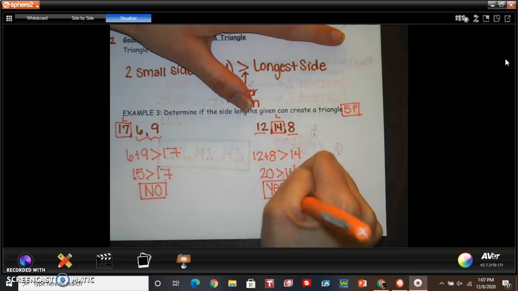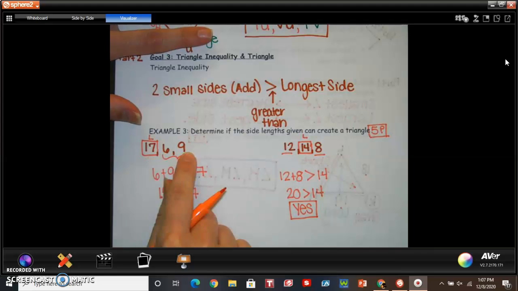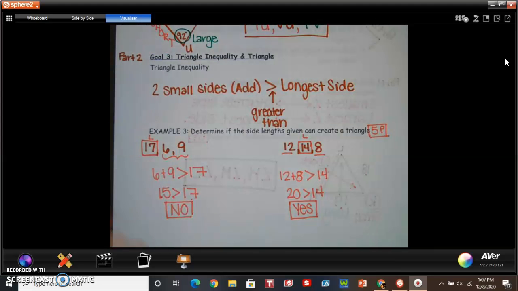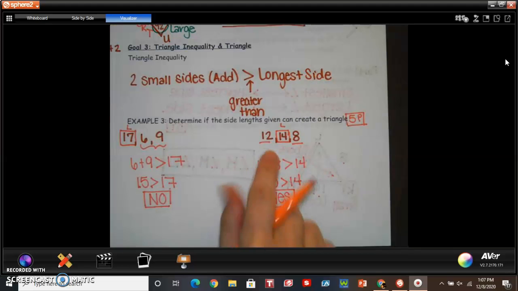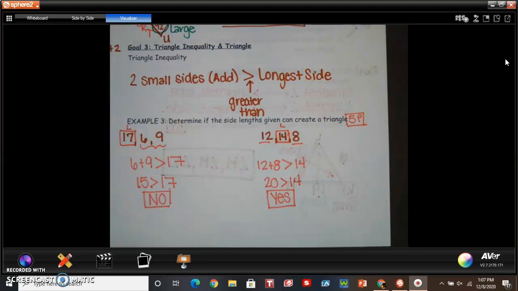So what this is telling us is that if we had these side lengths, let's say we had 17 inches, 6 inches, and 9 inches, you could not connect those to create a triangle. But if you had 14 inches, 12 inches, and 8 inches, you could connect that to create a triangle.